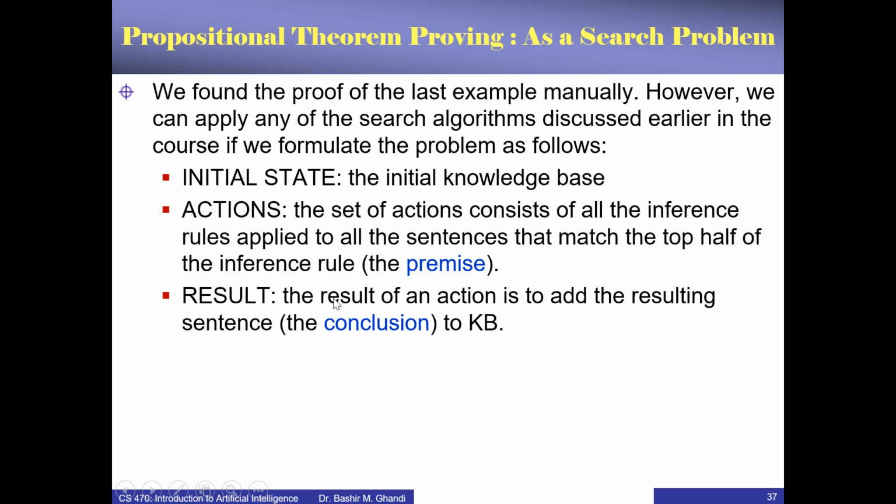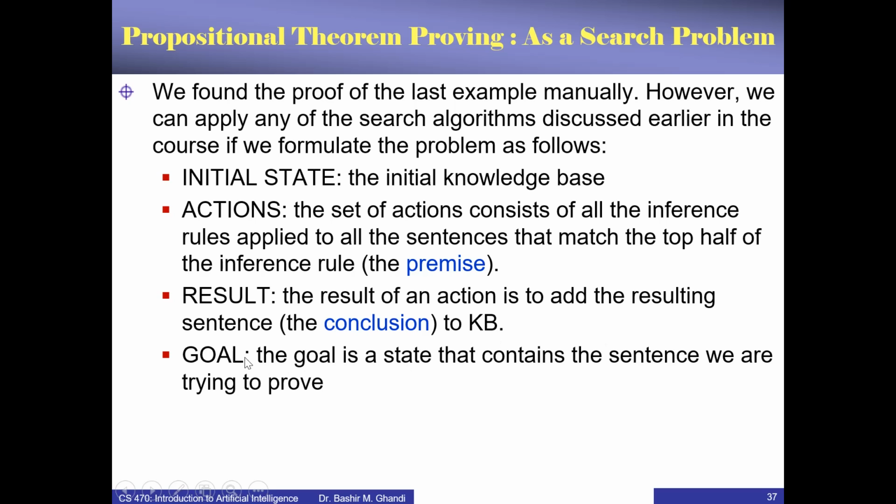So the result of an action is basically to add the resulting conclusion to the KB. Each action will allow us to add one more sentence to the knowledge base, because based on the premise we're going to get a conclusion. Just add the conclusion to the knowledge base and continue doing that until you reach the goal. Now, what is the goal? The goal is a state that contains the sentence we are trying to prove. Remember, we are trying to prove that alpha is true.